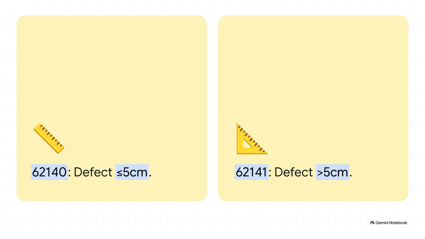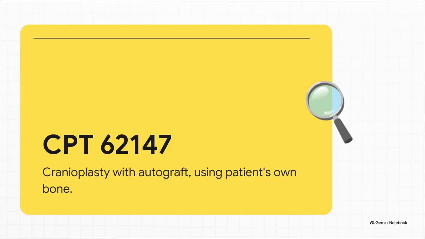Surgeons usually fix these smaller holes with bone flaps, tiny plates, or synthetic materials. But the second that defect measures greater than 5 centimeters, boom, we cross over into a large repair. That falls under CPT code 62141, and these massive defects usually require extensive plating, wide mesh, or large customized synthetic implants.